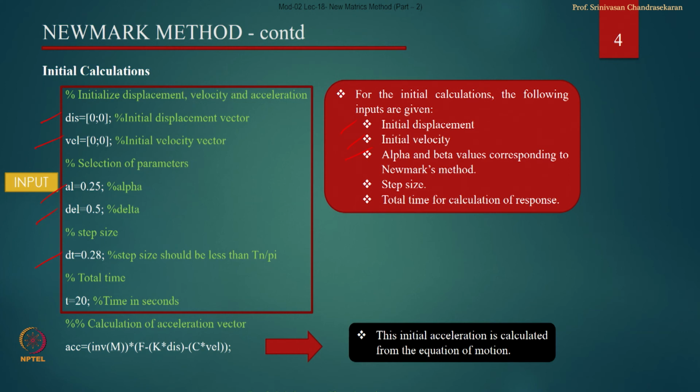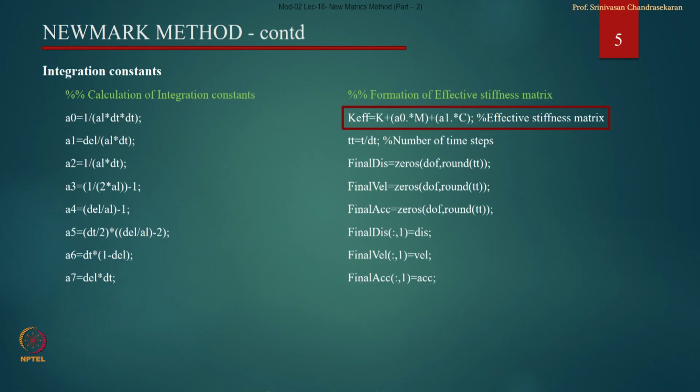Then you estimate what is the total time you require for calculating the response, in this case we have taken as 20. Then compute the initial acceleration vector which is required to solve the problem. So, this is computed from the original equation of motion. Once I do this, I now estimate the integration constants a0, a1, a2 and so on. Then I compute the effective stiffness matrix, which is k hat, using the equation. Then I find the final displacement, velocity and acceleration and keep on iterating it.